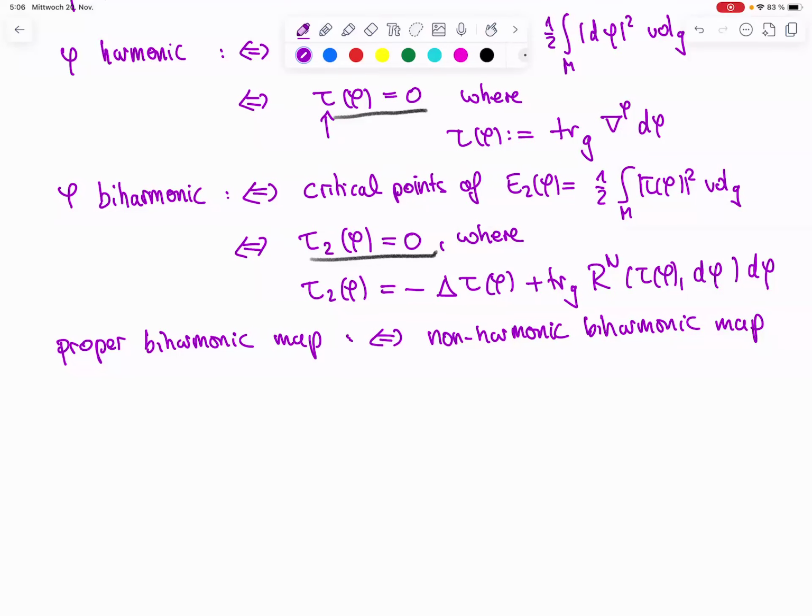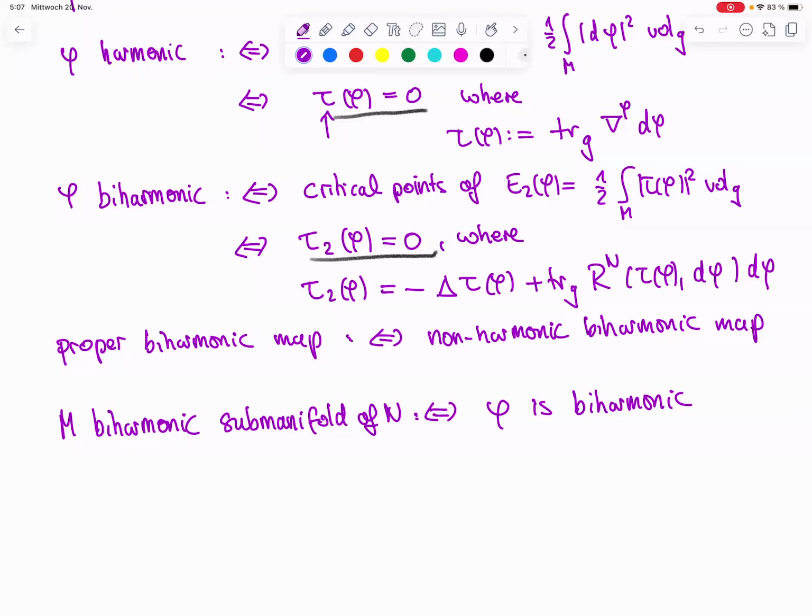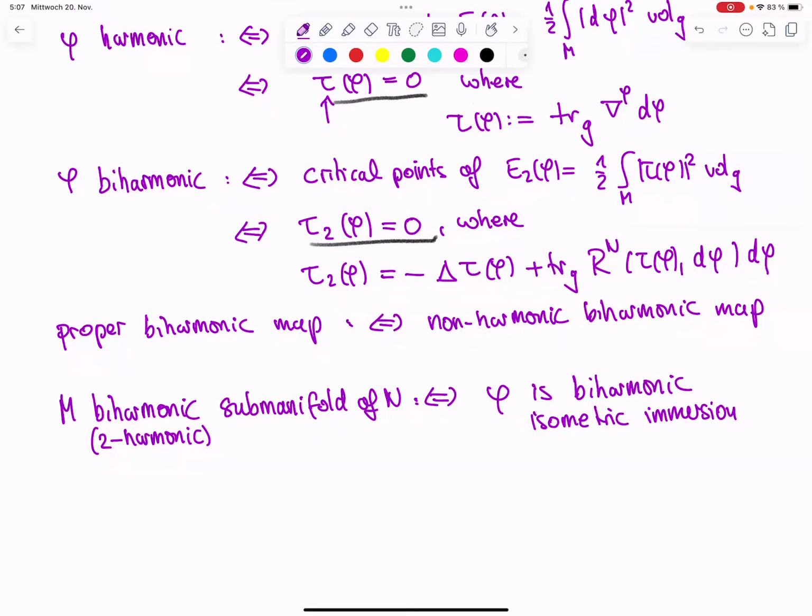Furthermore, I need another notion. So M is called a biharmonic submanifold of N if and only if phi is a biharmonic isometric immersion. And biharmonic is another word for two-harmonic. So in the title, I said R-harmonic submanifolds. So for the specific case of R being two, instead of two-harmonic, one also says biharmonic submanifold of N.